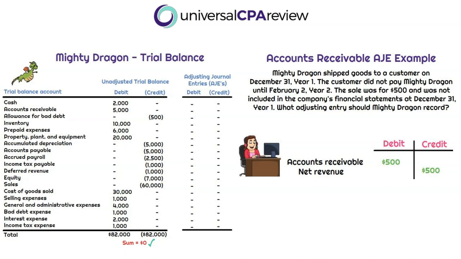So how would we record this adjusting journal entry into our adjusted trial balance? Well, the debit to accounts receivable, that $500, goes in the debit column. That's always going to be a positive number. And then for revenue, it's going to be a credit. And since it's a credit, it's a negative $500. So that is how we would record it into our adjusting journal entry in our trial balance.